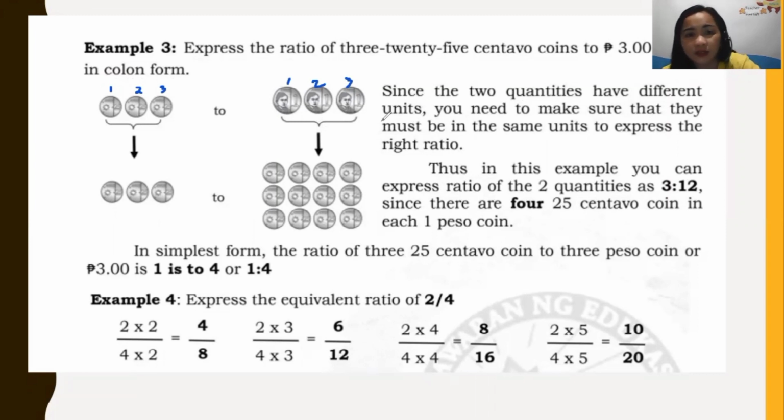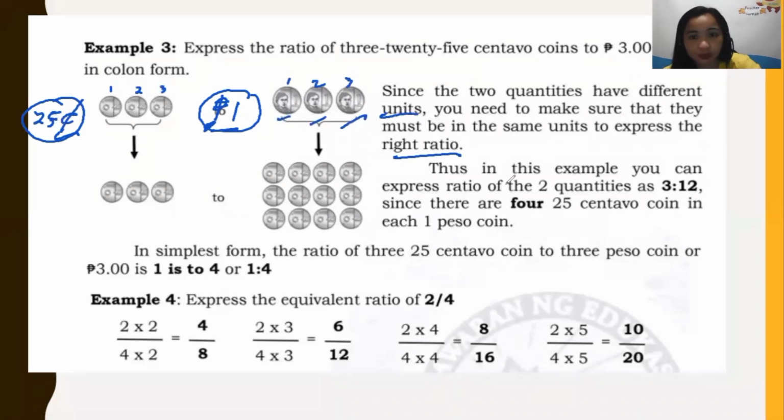Since the two quantities have different units, kung mapapansin nyo, ito ay 25 cents, itong kabila ay 1 peso. So magkaiba sila ng unit, centavos, tas ito ay peso. You need to make sure that they must be in the same unit to express the right ratio. So, dapat, either peso or centavos silang dalawa. Para mas madali, gawin natin din centavos itong 3 pesos. Thus, in this example, you can express the ratio of the two quantities as 3 is to 12.